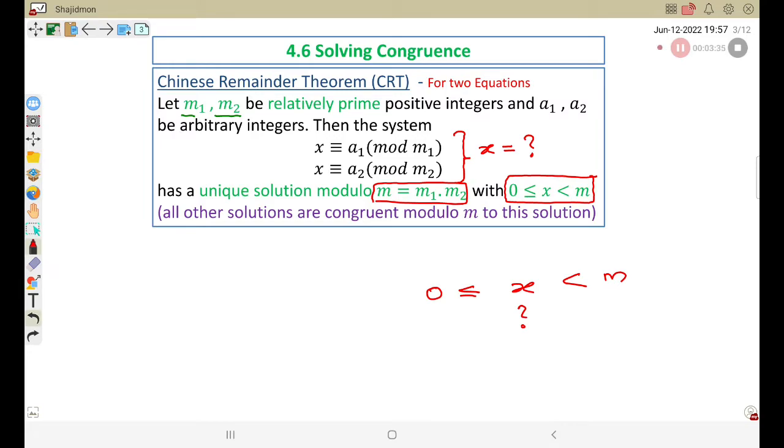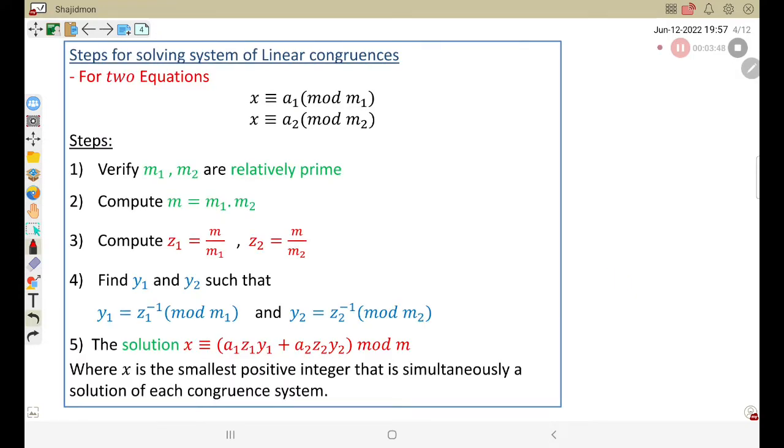Now I will tell you the steps we follow in the Chinese remainder theorem. For two equations only, or two congruences only, a two congruent system. So we will see what these steps are. Steps for solving a system of linear congruences for two equations. Only for two. Three and above we are not discussing here. How can we find the solution of these two congruences?